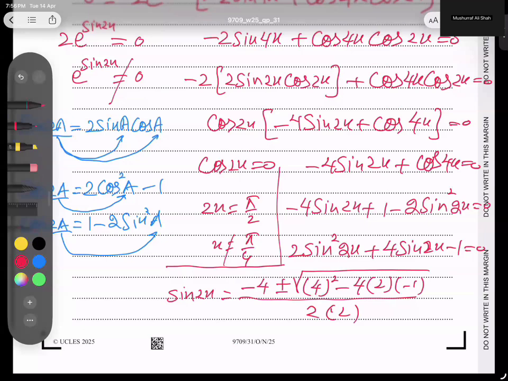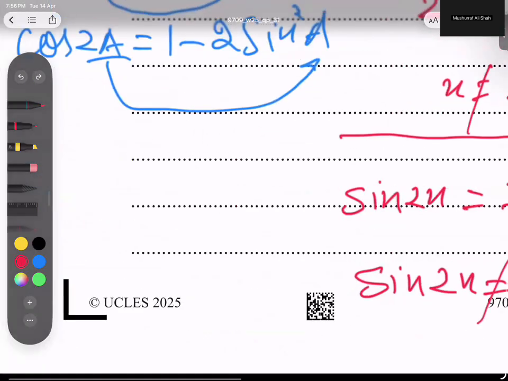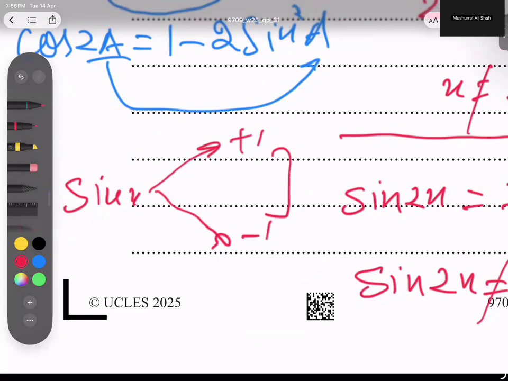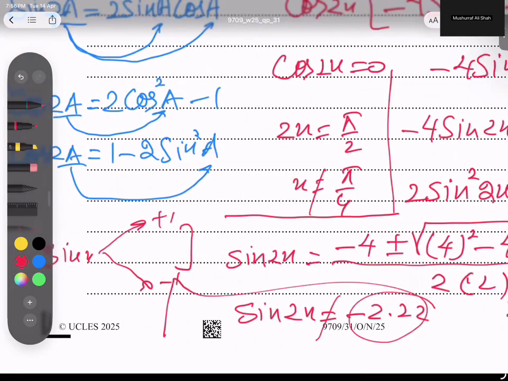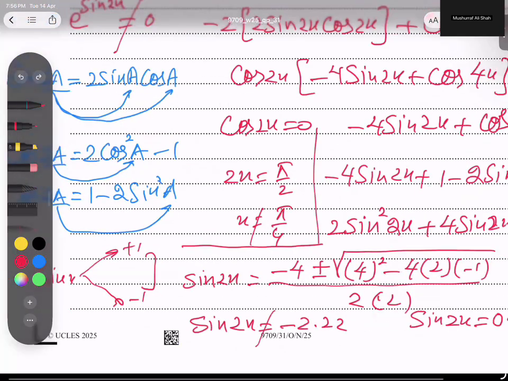And I'm getting here two answers of sine double x. First is -2.22, which is not possible. And the second is coming with me is 0.224. This is possible. Why is this not possible, students? You know very well, in case of sine and cos, highest value +1, lowest value -1. In the middle possible, but above and below not possible. This is less than -2, so this is not possible. So we have to find this only.